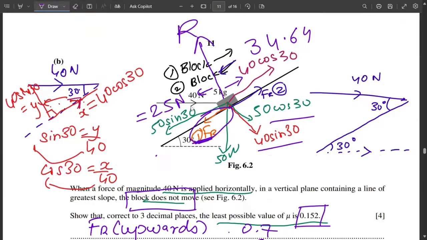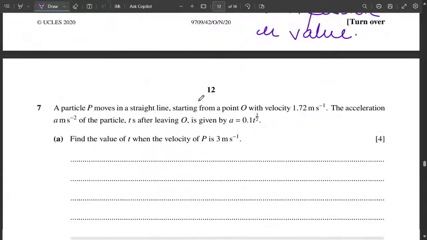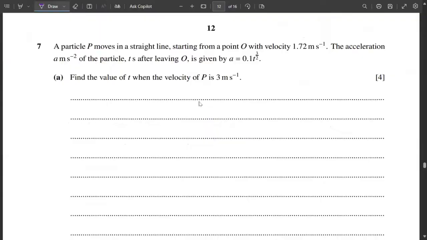But the thing to remember here is, once you get 50 sin 30 and 40 cos 30, first put them into normal values, into decimal places. So you will realize that this is 34, this is 25, this is higher. That means the block will move upwards. And in order to resist that, friction will go downwards. That's how you solve this question. And we are done with the sixth question.